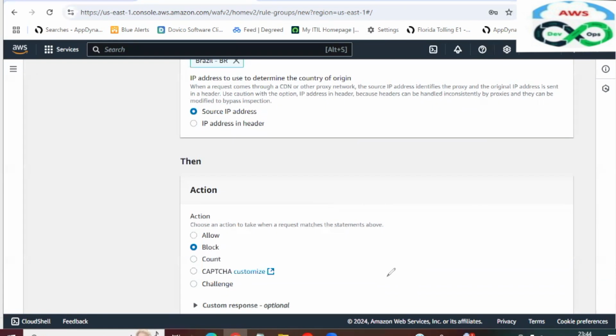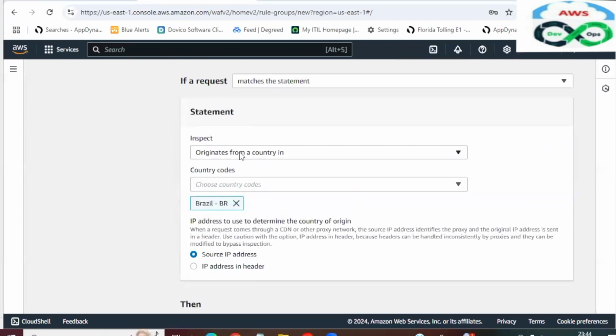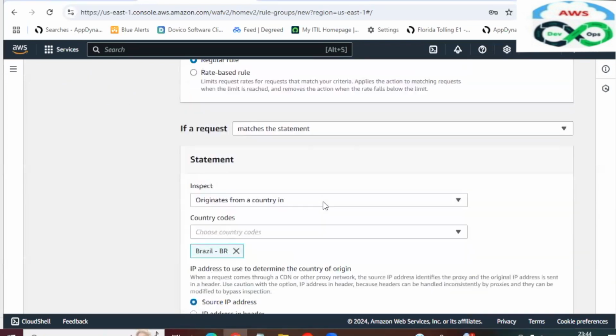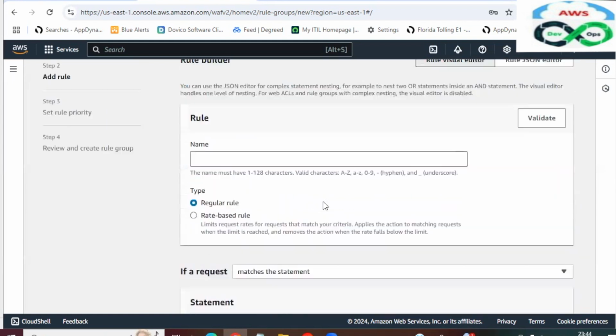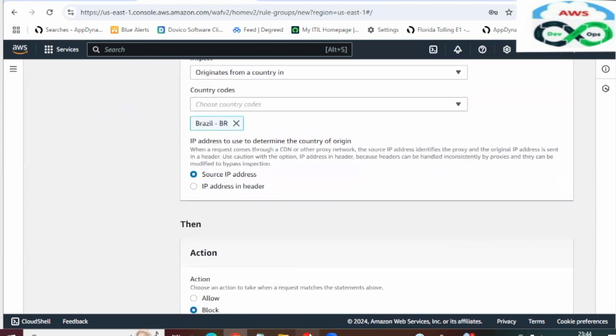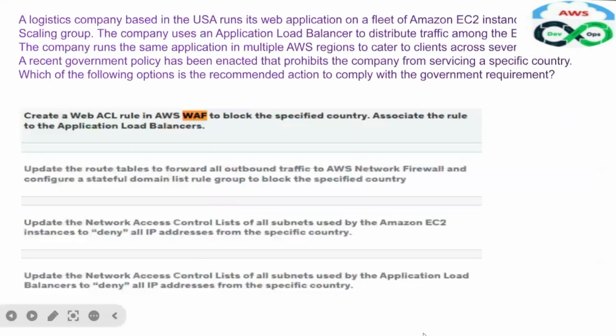So any traffic or any hits coming from the Brazil region will be blocked by the WAF. So this is how, based on the country, you can actually either allow the traffic or block the traffic based on the originating country. Okay, so we have that option in the WAF by selecting this originates from a country option under inspect. Okay, so I hope this is clear. This is one of the steps when you create a web ACL, right? So in that case, this is the correct answer. Okay, so let's move into our next question.